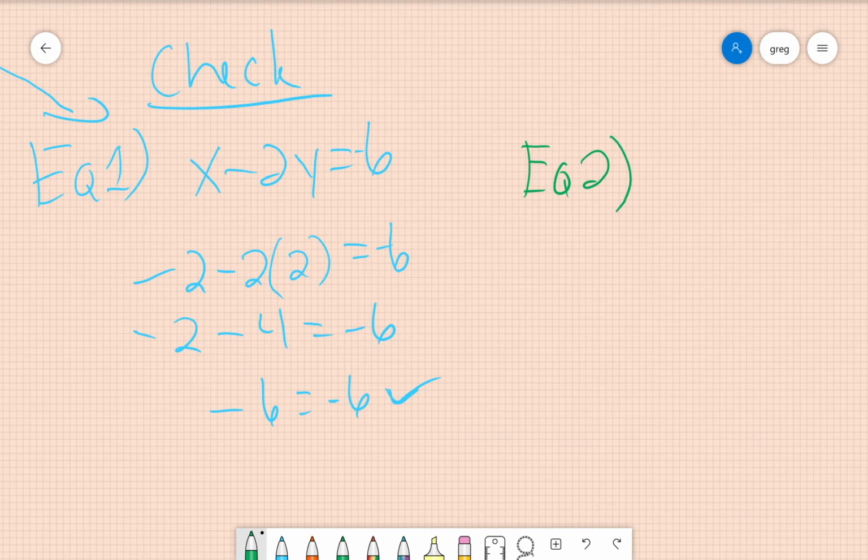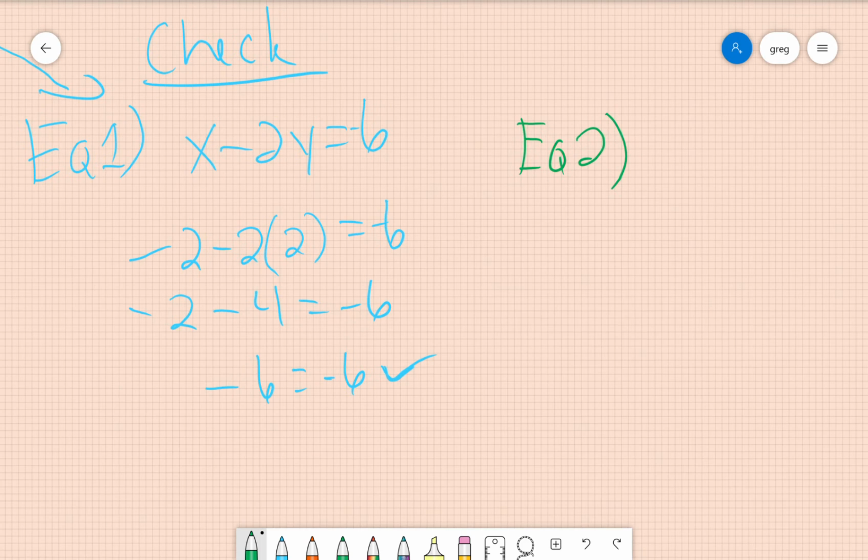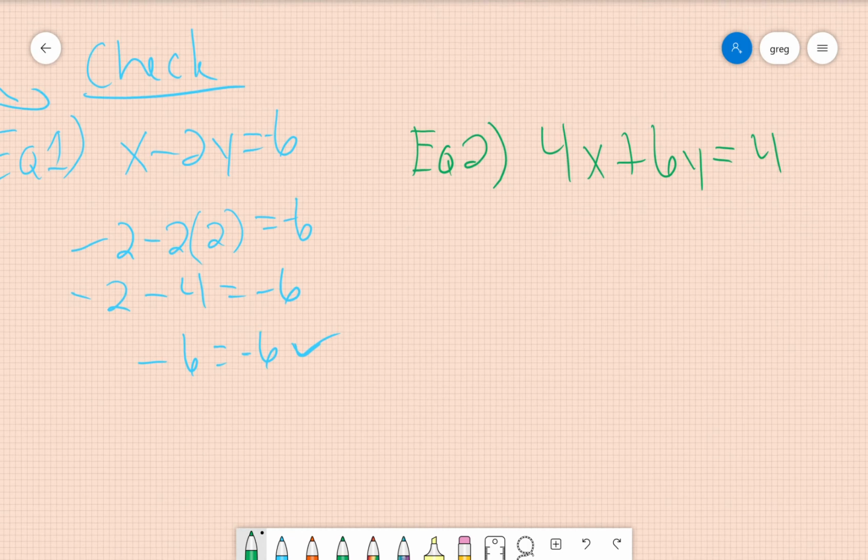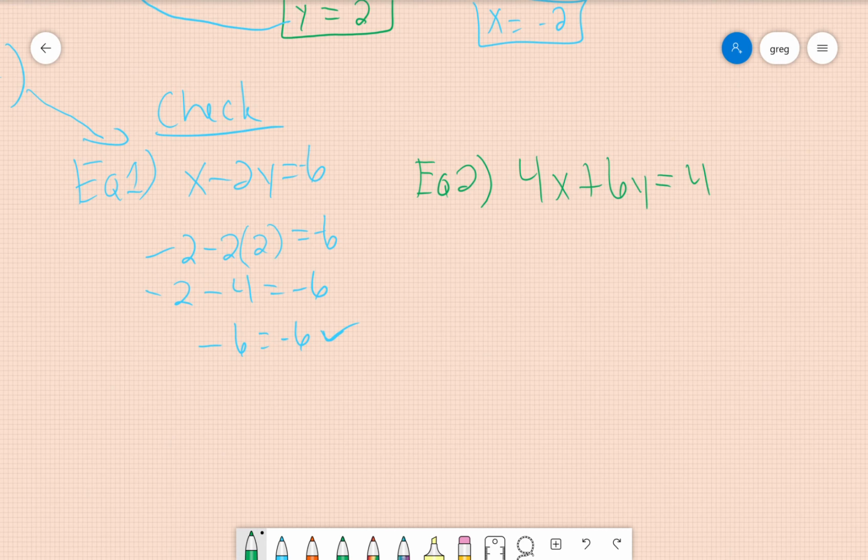So equation 2. Can someone tell me, what does equation 2 say? Read it to me. 4x plus 6y equals what? Is that right? You sure? Only 2 people said so. So for equation 2, is it 4x plus 6y equals 4? All right, because you guys sound very hesitant. All right, so now, Jorge, let's talk about it. We still have the same ordered pair of negative 2 and 2. Tell me how I'm going to substitute them in.